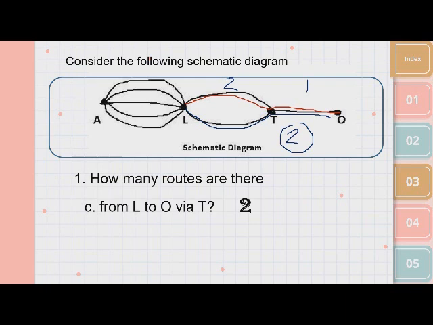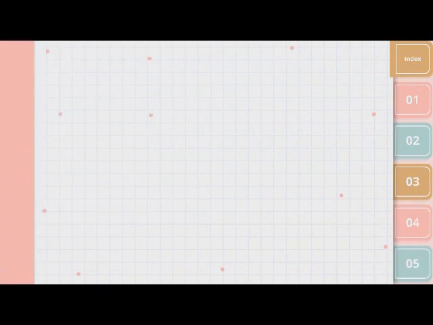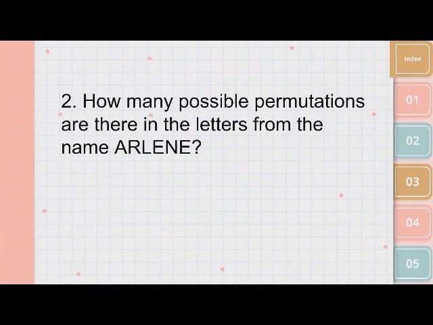I hope you got them all. So let's proceed now to the next one. How many possible permutations are there in the letters from the name Arlene? Okay, so we have now the answer. We are going to have this Arlene, that is 6 letters. So you are going to write here 6 factorial.